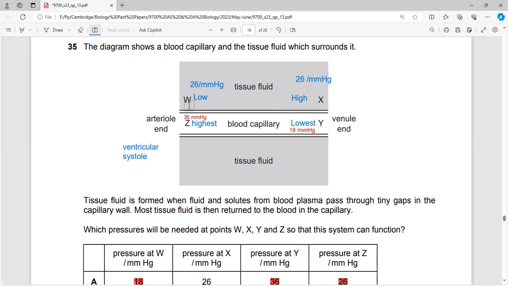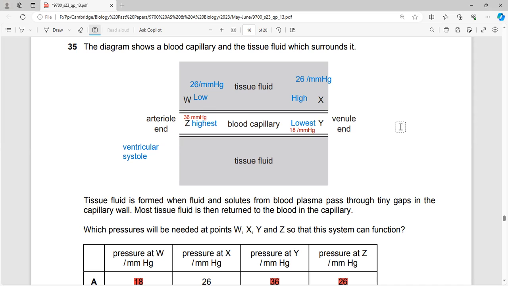And the pressure of the W in the tissue fluid will be the same as the pressure of X. Why? Because the pressure in the tissue fluid is not changing. So what is the value of W? It will be the value of X. So that's why we can get an idea if the four values are given to us in the exam.